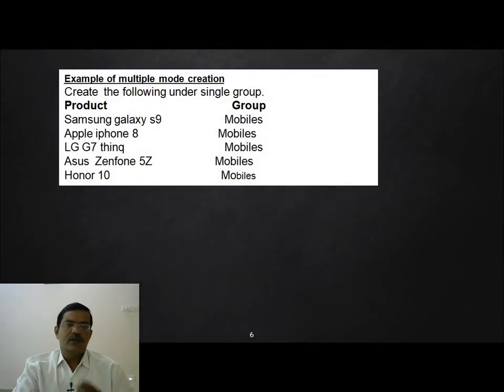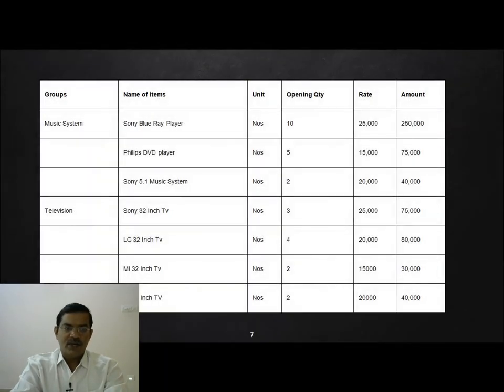And after that, I have to create some more items in multiple mode, products and mobiles: Samsung Galaxy, Apple phone, LG G7, Access, Honor 10. There are some items like that. And finally, we are going to discuss the unit of measures we created for televisions, and the opening quantity, rate, and also its amount.